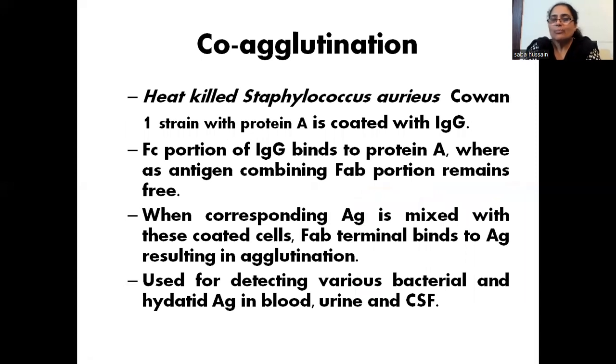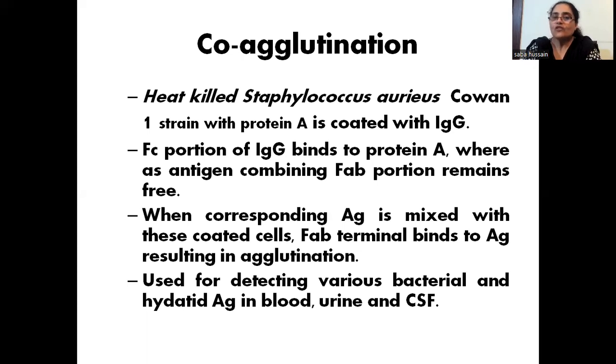Another type of passive agglutination test is co-agglutination. Co-agglutination happens when heat-killed Staphylococcus aureus, the Co-1 strain, which has protein A, is coated with IgG. IgG is a type of immunoglobulin present in humans. So the Co-1 strain of Staphylococcus aureus having protein A is coated with a type of immunoglobulin, IgG.